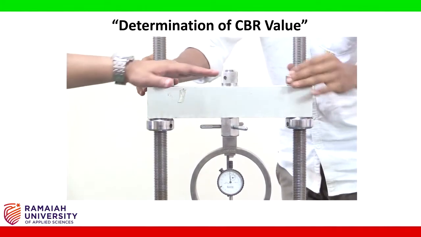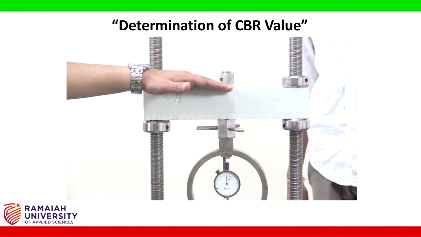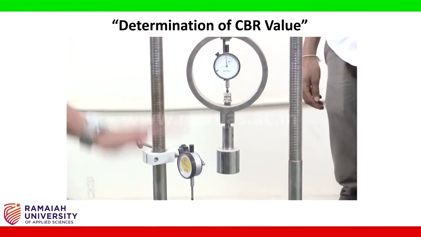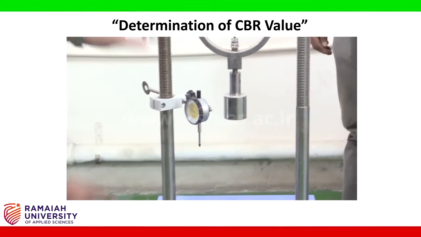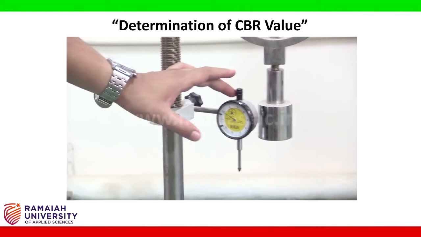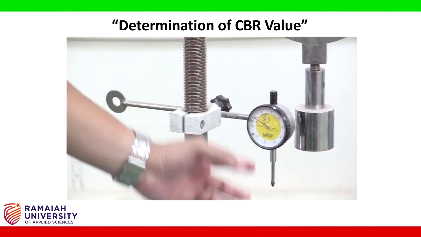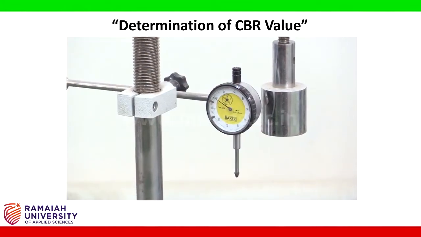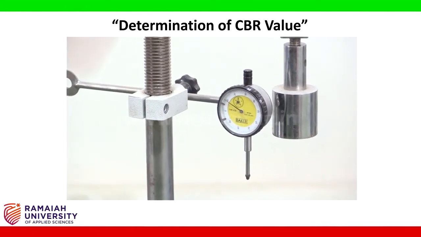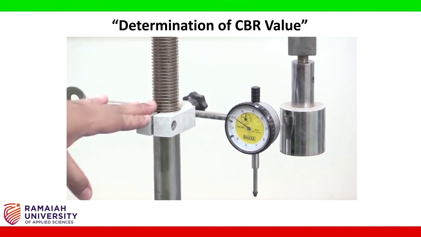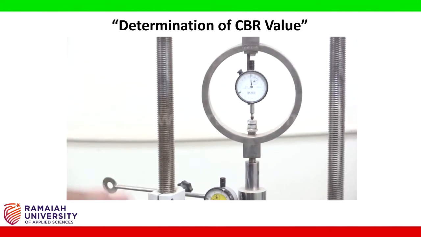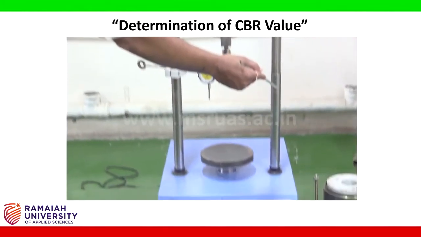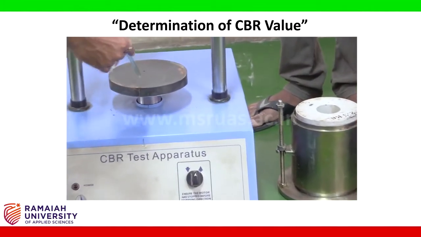Once we ensure that the reaction frame is at a proper level, we can place the specimen on the base plate. We have one more dial gauge here, which we call the deflection dial gauge, which measures the deflection that is being imparted on the specimen while the load is being applied. Once we have ensured a proper setup of this equipment, we can now place the prepared CBR specimen on the base plate of this apparatus.